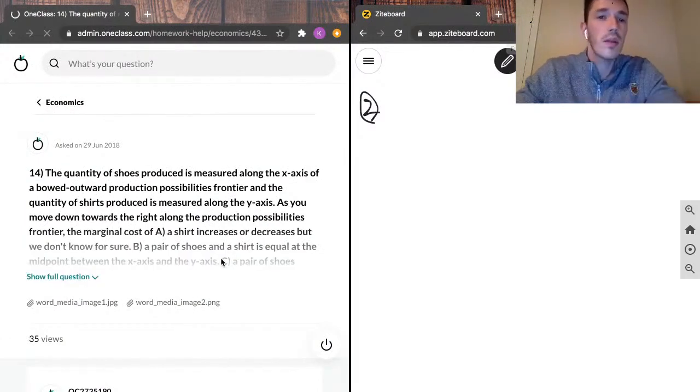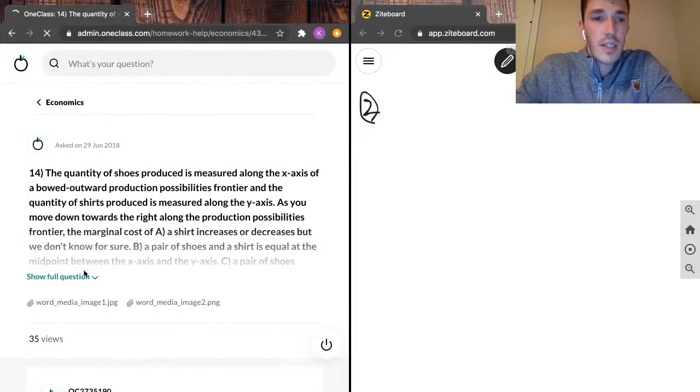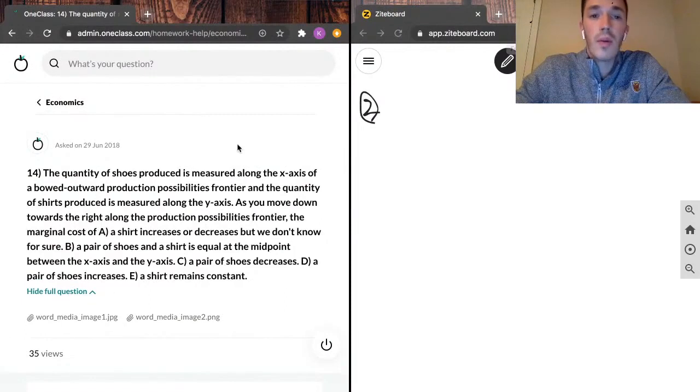Question 2 reads as follows. The quantity of shoes produced is measured along the x-axis of a bowed outward production possibilities frontier, and the quantity of shirts produced is measured along the y-axis. As you move down towards the right along the production possibilities frontier, the marginal cost of A, a shirt increases or decreases, but we don't know for sure. B, a pair of shoes and a shirt is equal at the midpoint between the x-axis and the y-axis. C, a pair of shoes decreases. D, a pair of shoes increases. Or E, a shirt remains constant.